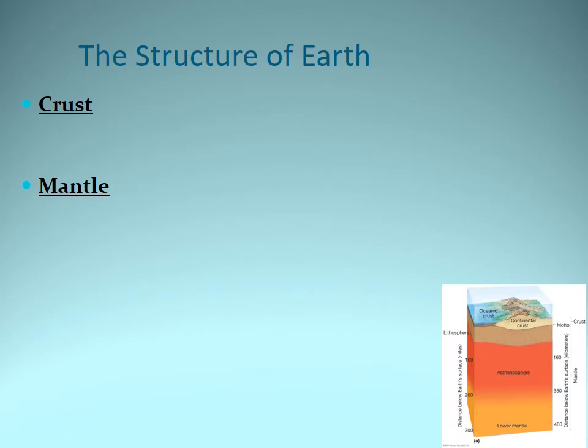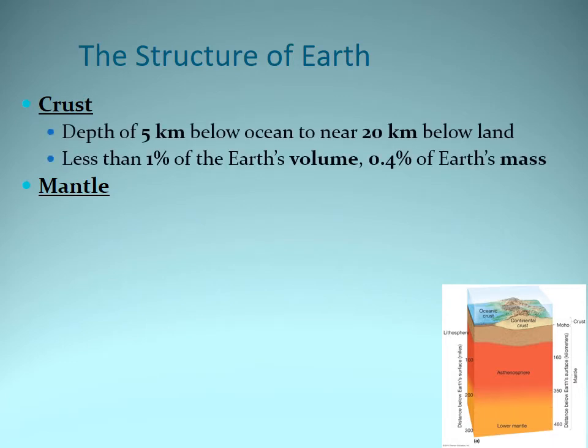So the processes that shape the land that we see and the oceans, we are going to focus on the internal processes. That's what Chapters 13 and 14 do. They look at the internal processes that shape the land. So that means we need to talk about the structure of the Earth. The part of the Earth which we all live on is called the crust. And the crust is a very thin layer of the Earth. It's about 5 kilometers below the ocean, but nearly 20 kilometers below the land.